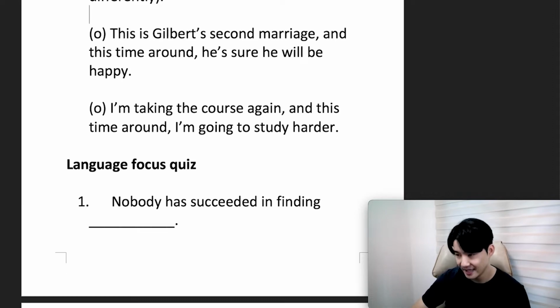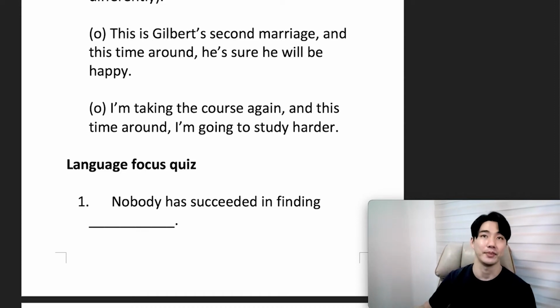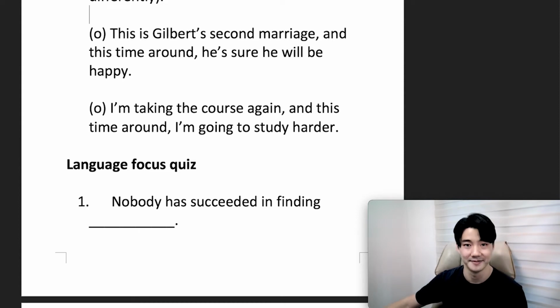I don't have much to say about that, but yes, some people get married more than once, which is fine. And some people are sure that this time around that they get married, that they're going to be happy. And let's hope they are.